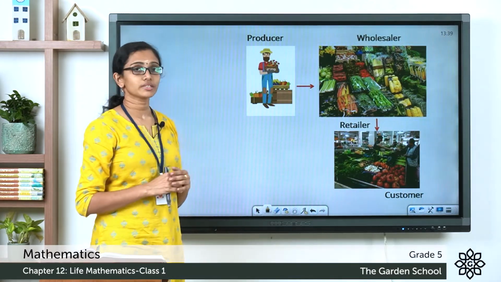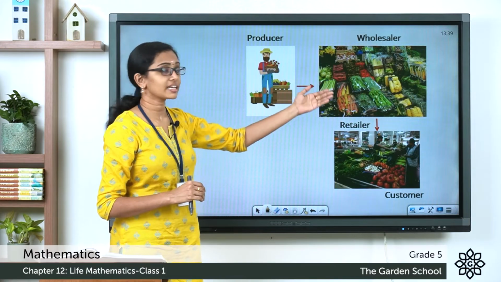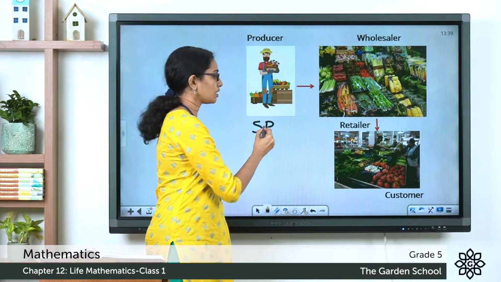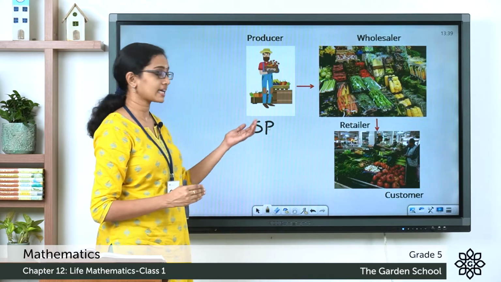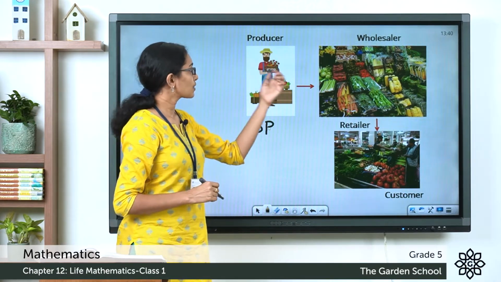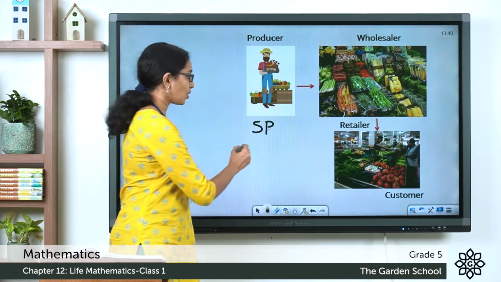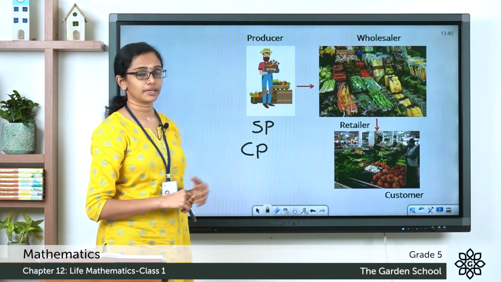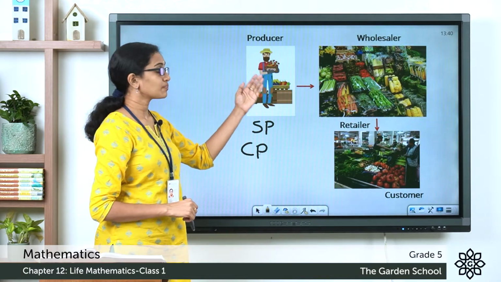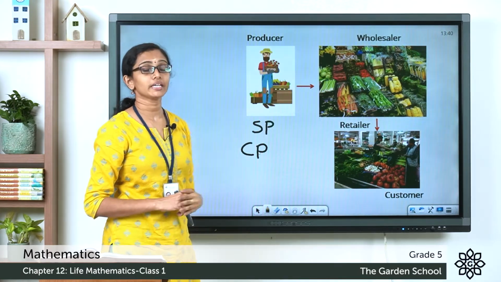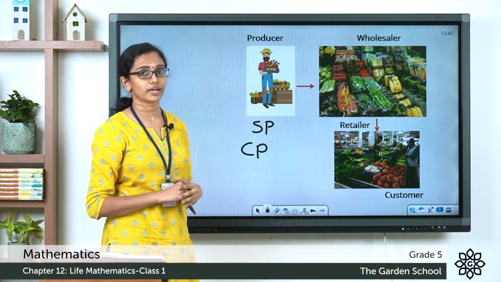The producer will sell his goods to the wholesaler at a selling price, which can be denoted by the letters SP. And the wholesaler will buy these goods from the producer at a cost price or buying price, which is denoted by CP. So here the producer's selling price is the wholesaler's buying price or cost price.